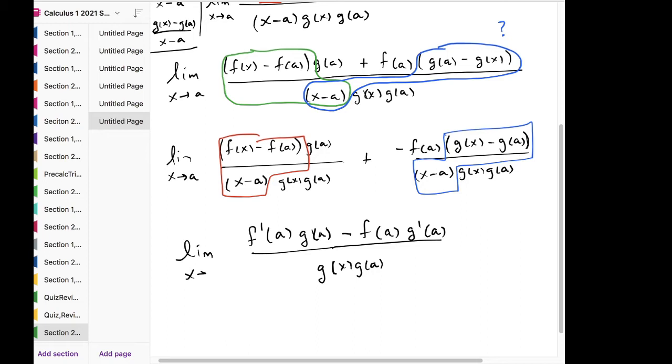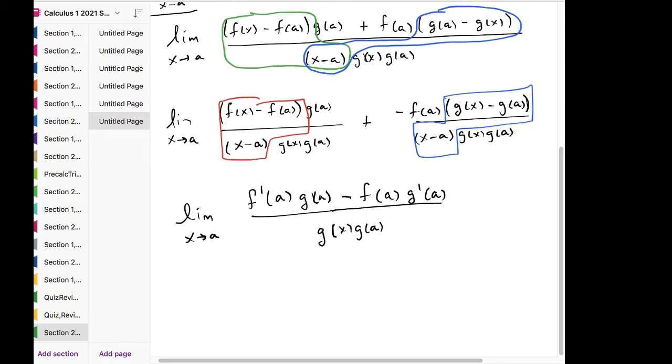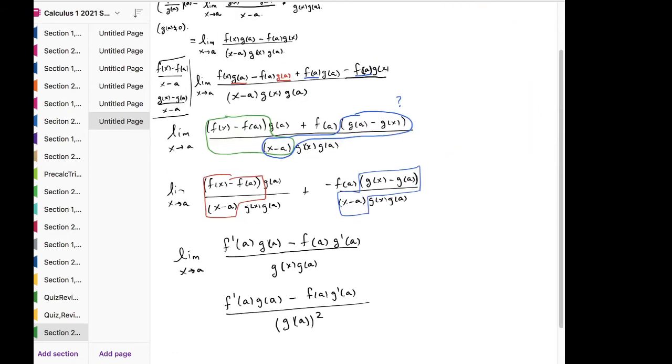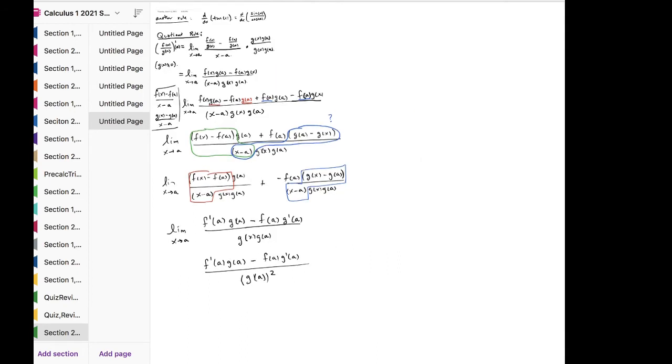There's still one more limit. It's not too bad, right? There's an x, g of x here, so let's do that limit. So I have f prime of a, g of a, minus f of a, g prime of a, over g of a squared. And that's it. That's our formula. Any questions about that?